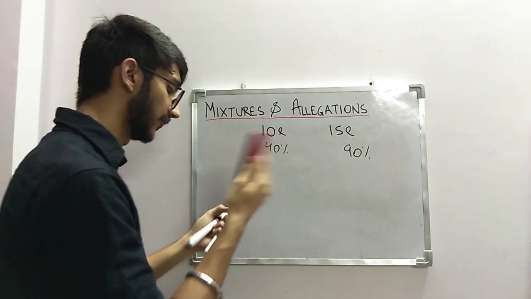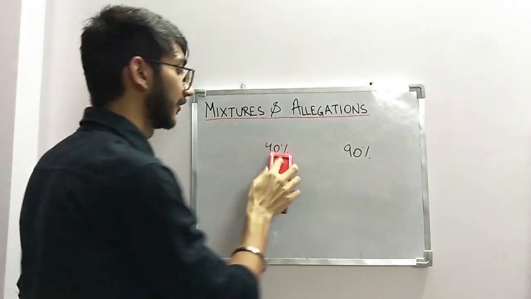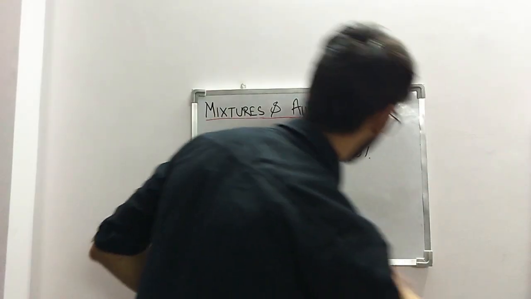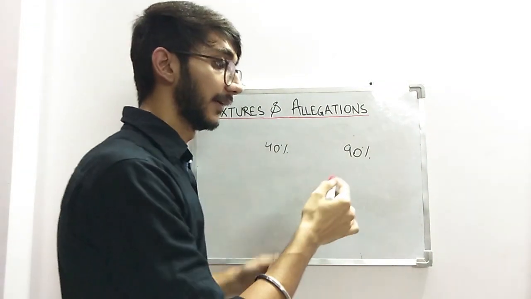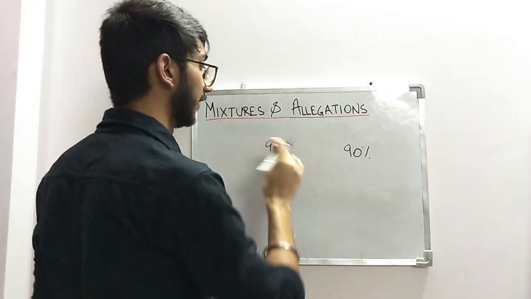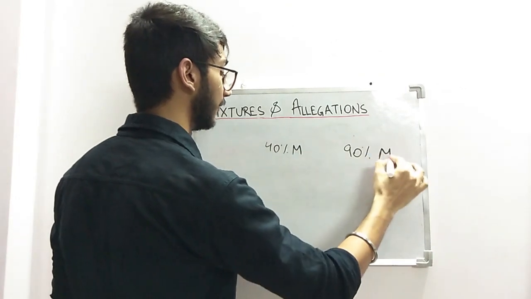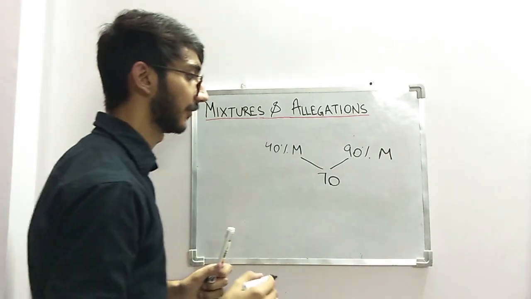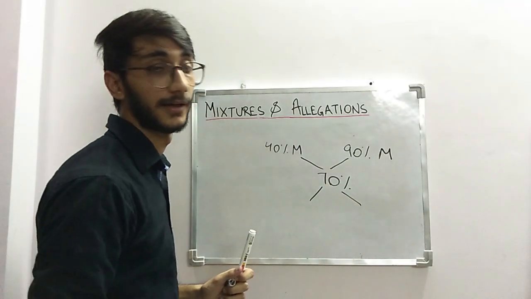Now if I change the question and tell you that one has 40% of milk, another has 90% of milk, in what ratio do I need to mix these in order to get 70% of milk in the mixture? So now we don't have the quantities, we have 40% of milk, we have 90% of milk, and I need to get 70% of milk. So the same shortcut can be applied here also.